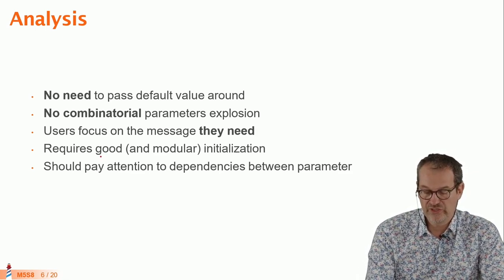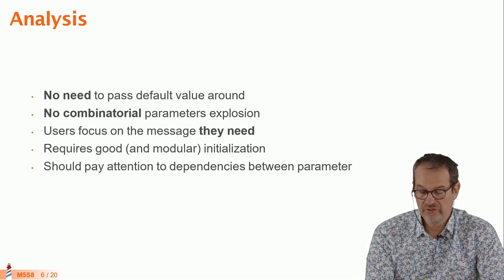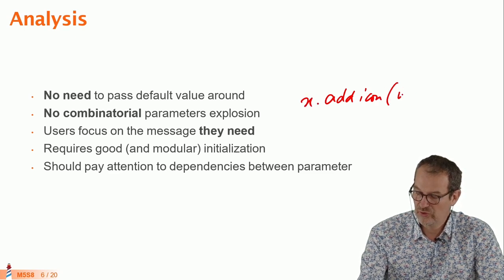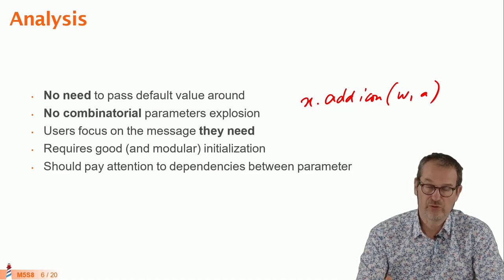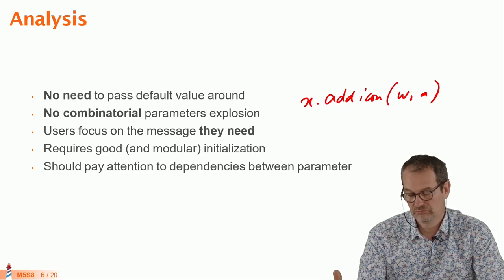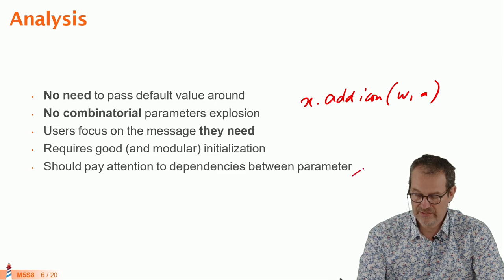Of course, it requires that you have a good and modular initialization, because this means that the arguments that are optional should be well initialized. And you should pay attention if you have dependencies between parameters. In that case, maybe you will have a method, for example, add icon, because maybe the add and the icon are linked together in an initialization. But this means that you can still split your method with long parameters into different variations. So the fluid API is really nice.